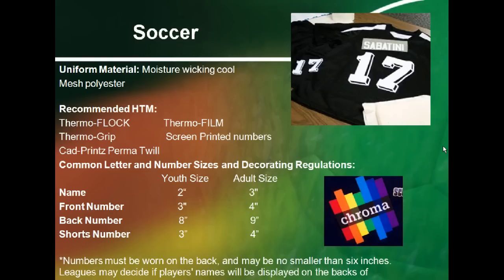For soccer, mostly soccer jerseys are made of moisture-wicking cool mesh polyester. And the nice thing about soccer jerseys is because they're polyester, there's a lot you can work with. So there's a lot of heat transfer materials that you can use for it. Thermofloc is typically very popular, so that is an option. I mean, the standard obviously is screen printed numbers or vinyl numbers. That is an all-around standard. But flock is becoming more and more popular in the soccer world as far as lettering and numbering.